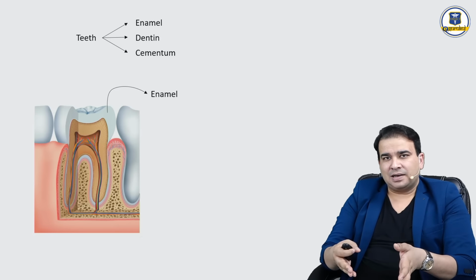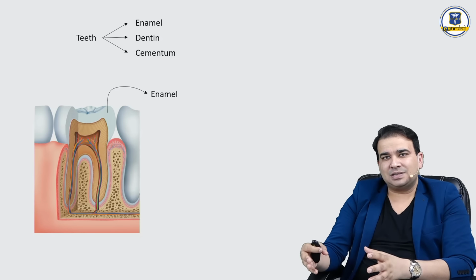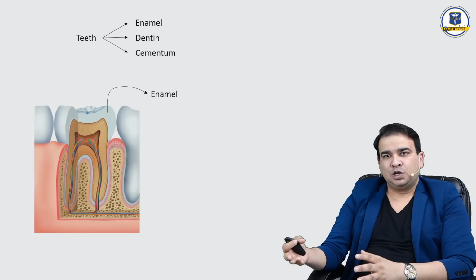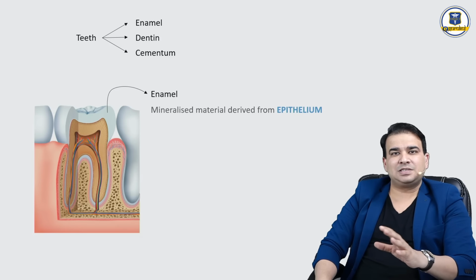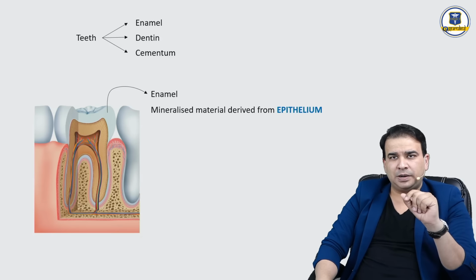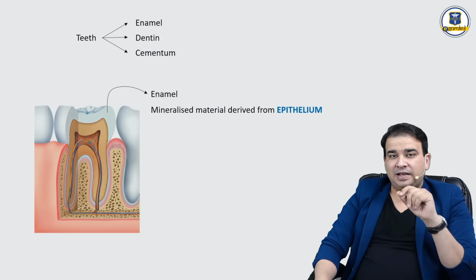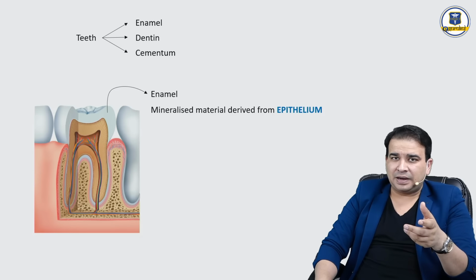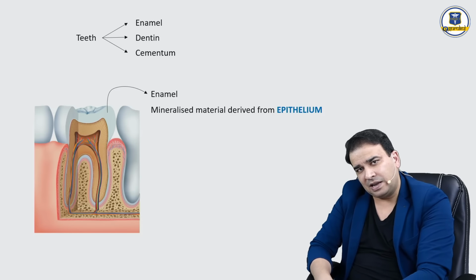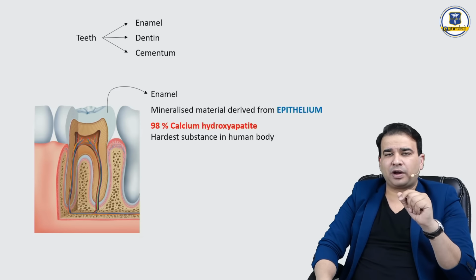The ameloblasts, which are columnar cells, will undergo a process called amelogenesis, and that will give rise to the enamel. So development wise, it is derived from the epithelium only. The enamel is derived from the lining epithelium only, which is a columnar kind of lining epithelium. And as we know, this enamel is 96 to 98% made up of calcium hydroxyapatite, and the enamel is the hardest substance in the human body.